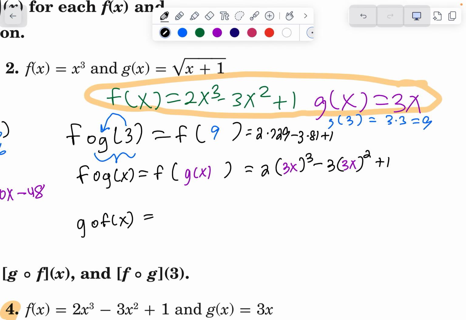This is g of f of x. So this time, we are plugging f of x right here. So it's just 3 times that.